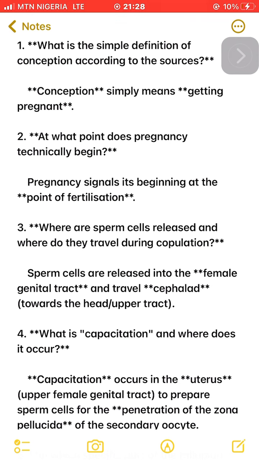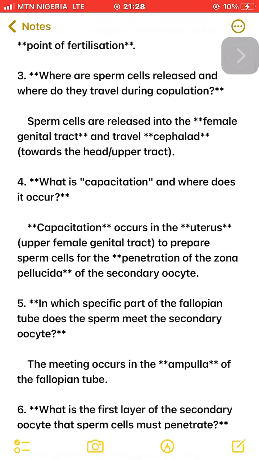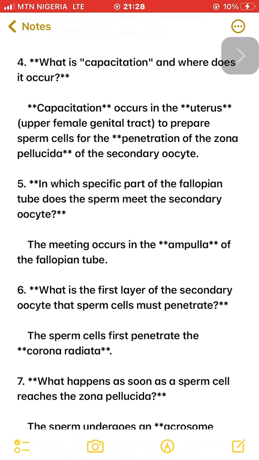4. What is capacitation and where does it occur? Capacitation occurs in the uterus, upper female genital tract, to prepare sperm cells for the penetration of the zona pellucida of the secondary oocyte. 5. In which specific part of the fallopian tube does the sperm meet the secondary oocyte? The meeting occurs in the ampulla of the fallopian tube.